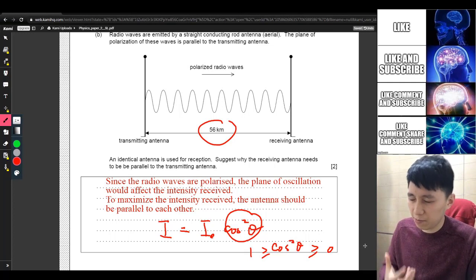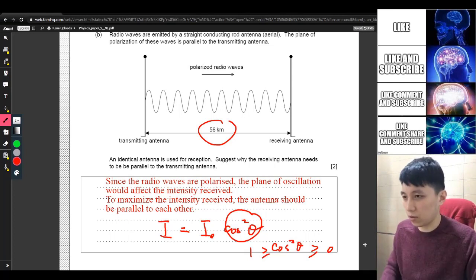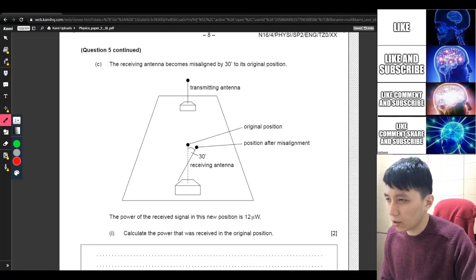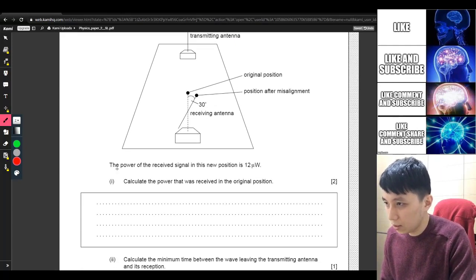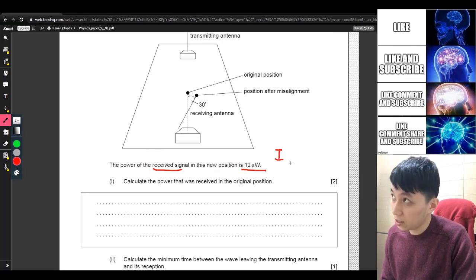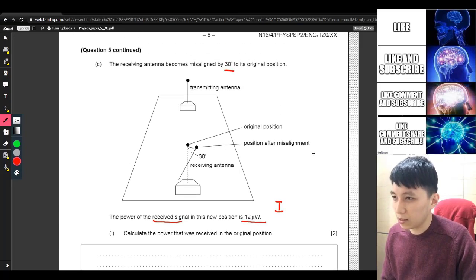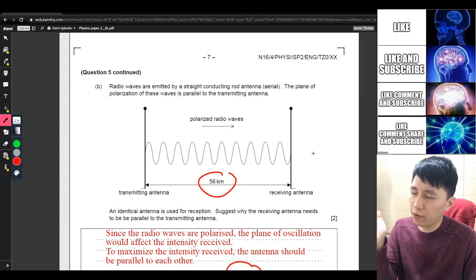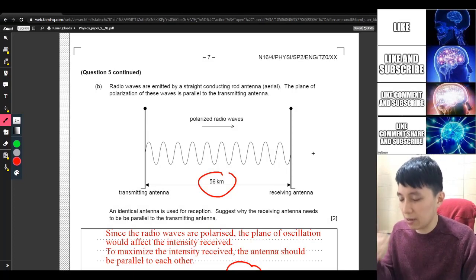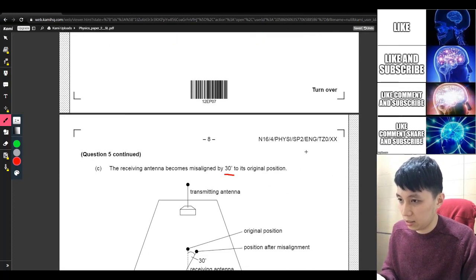So it would definitely be smaller if the angle does not equal 0 in this case. Alright, next up, they said it's been misaligned by 30 degrees. Power received in the new position, right? So the other side, that is I, that we have. Calculate the power that was received in the original position. That means where it was before you misaligned, right? So that is also the same as the one that is being emitted, I believe.